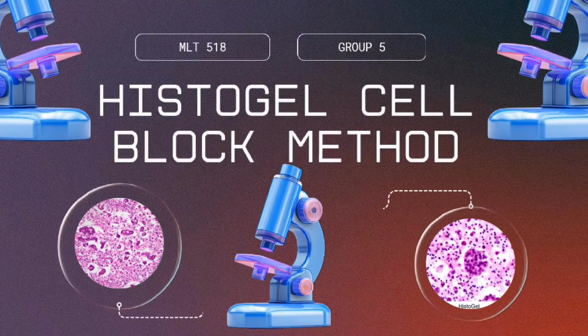Hi everyone, in this video we will be explaining the histogel cell block method, a simple technique used in cytology laboratories to convert liquid samples into solid blocks for better microscopic examination.